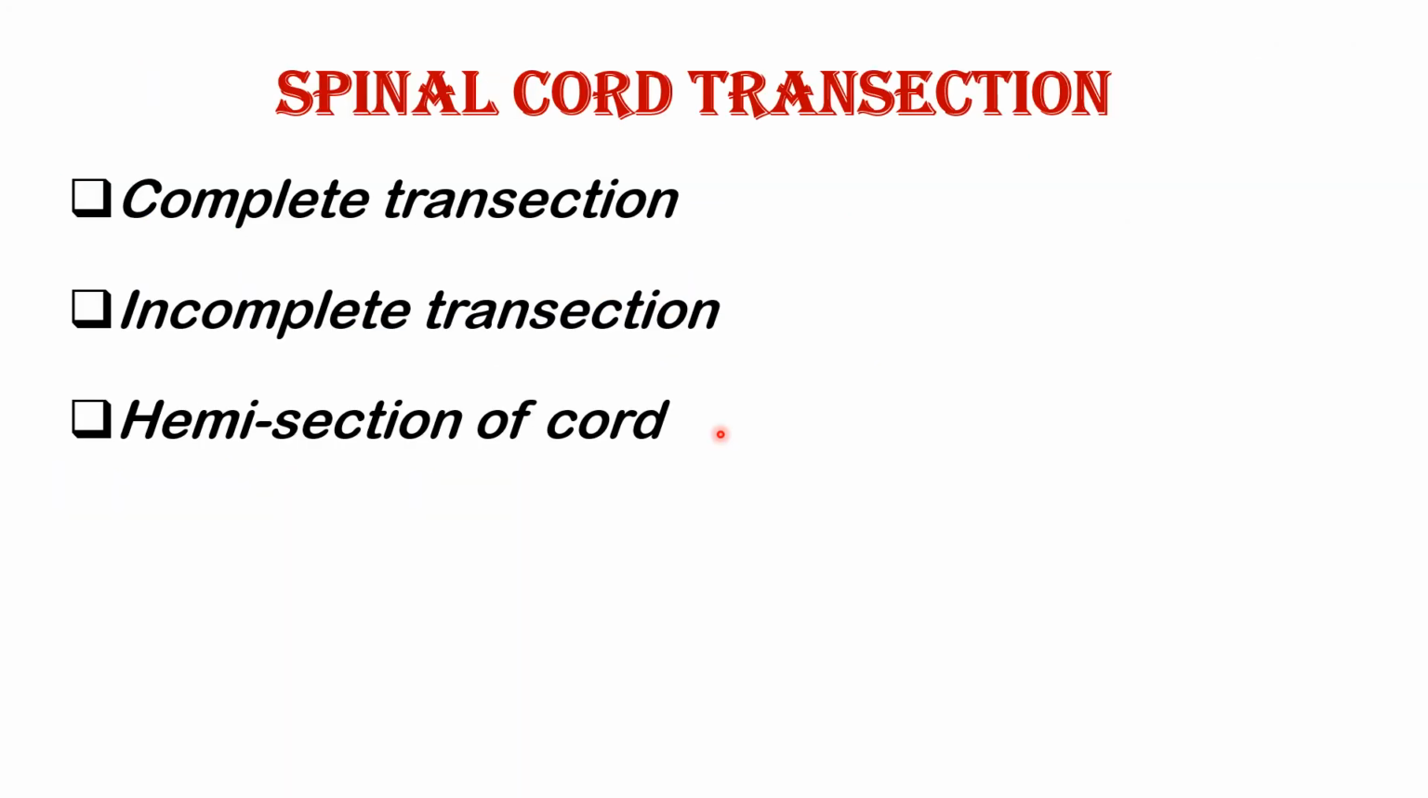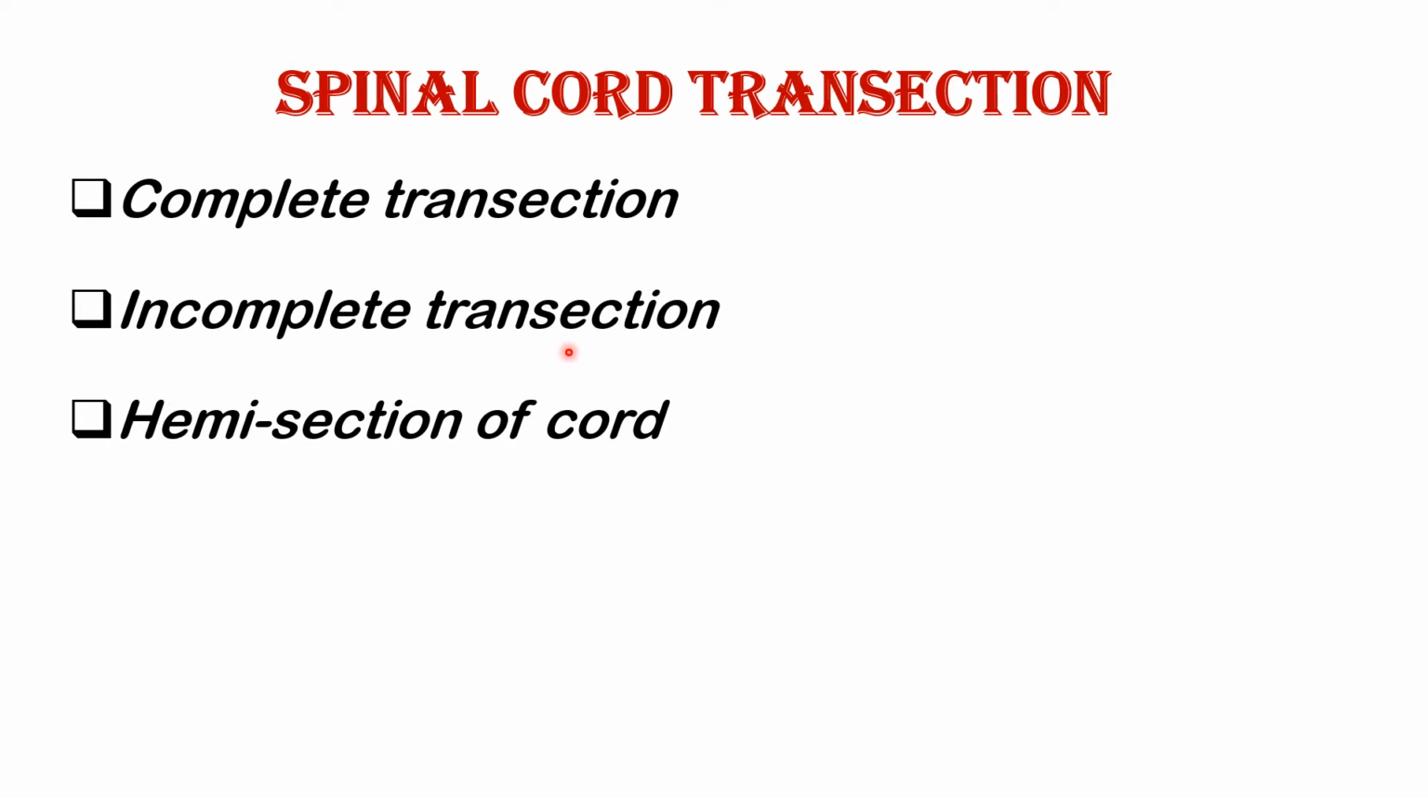Now coming to a very important topic, spinal cord transection. Transection means cutting of this. We are talking of the spinal cord when it is transected or cut or interrupted. So this transection can be complete, that is, there is complete transverse section of the spinal cord, that is complete dissociation of the spinal cord from the higher centers, or it can be incomplete transection.